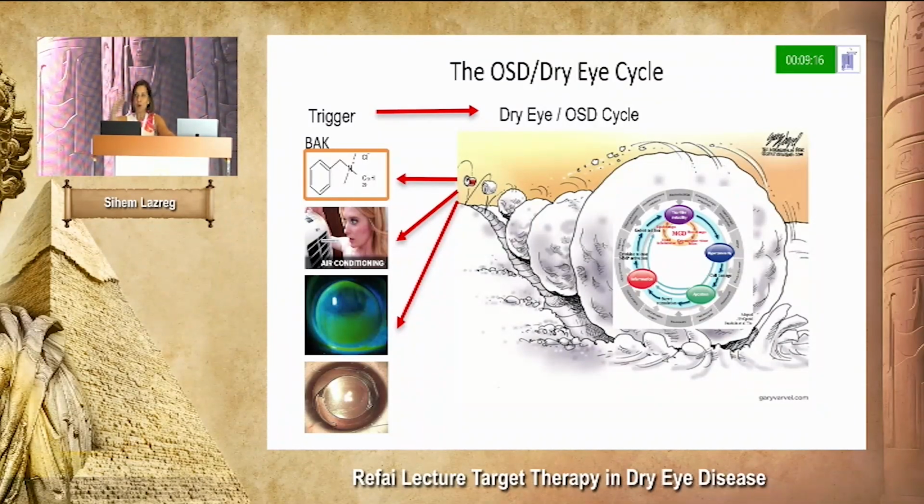And then we go back to this vicious circle, and we need to treat every big mechanism. To treat, for example, the tear film instability, we have the tear substitute.